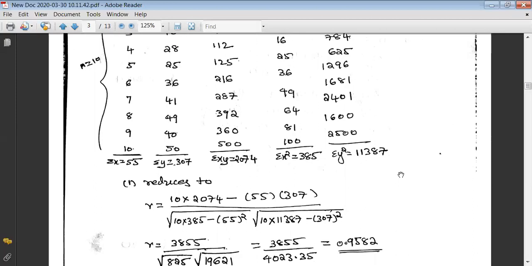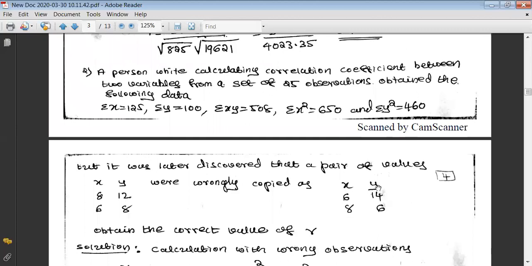There is a different kind of problem, and the problem goes like this. A person, while calculating the correlation coefficient between two variables from a set of 25 observations, obtained the following data: summation x as 125, summation y as 100, summation xy as 598, summation x square as 650, summation y square as 460.